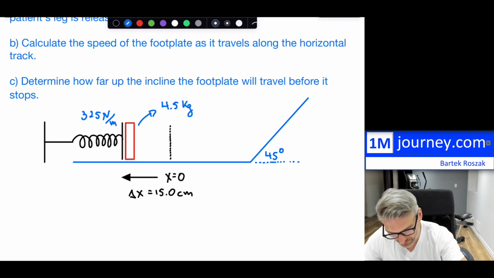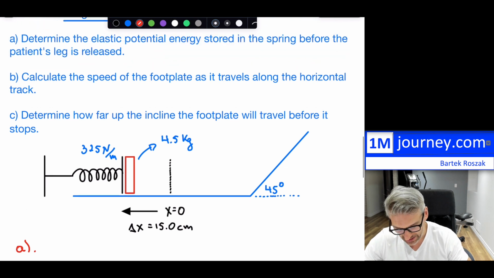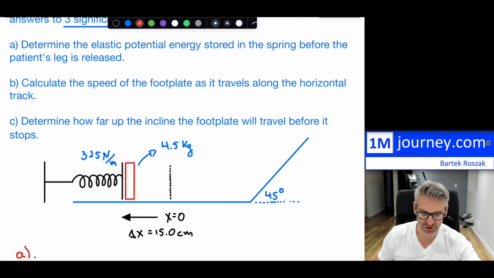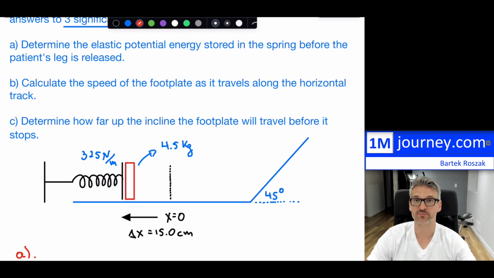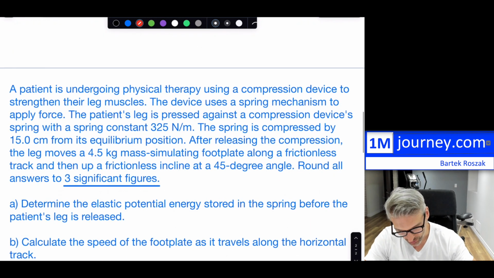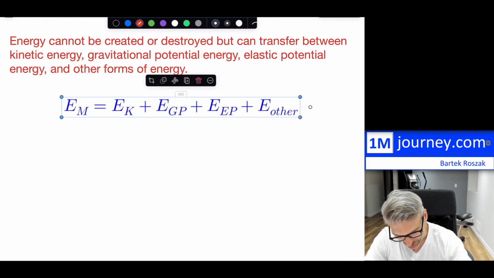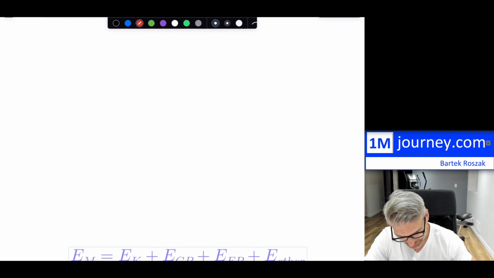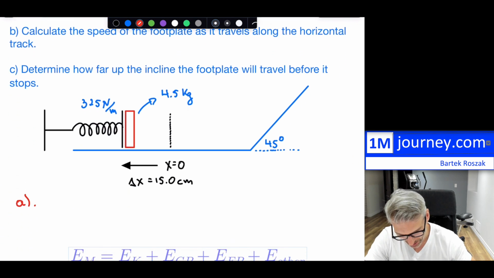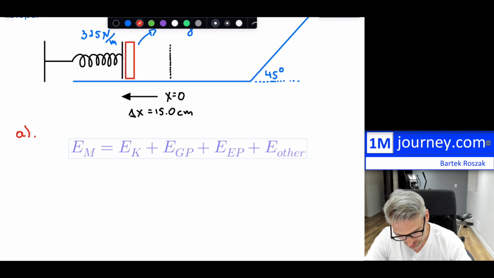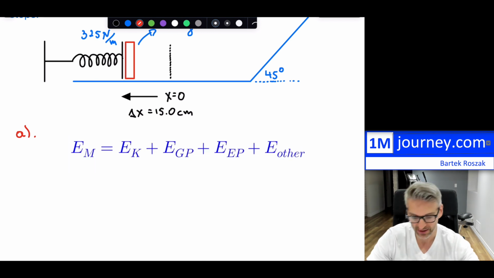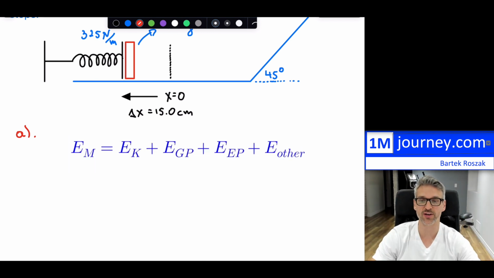So for part A, let's take a look and see what they ask us. Determine the elastic potential energy stored in the spring before the patient's leg is released. Now what I would want to do is copy this out and bring it down, and explain what is going to be happening in terms of this law of conservation. And now we have introduced the springs.